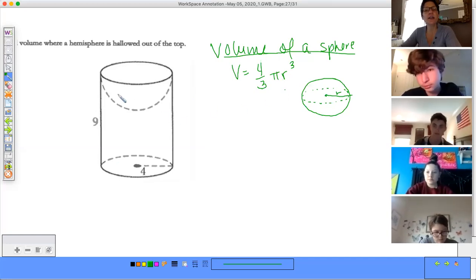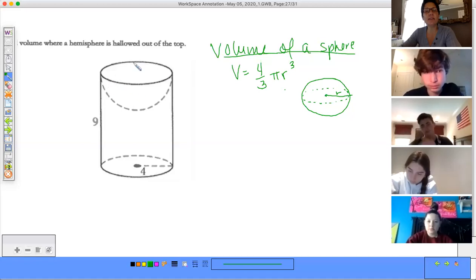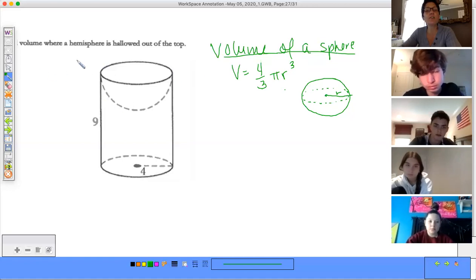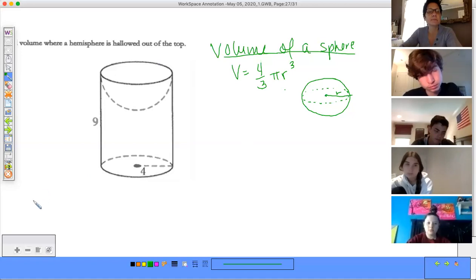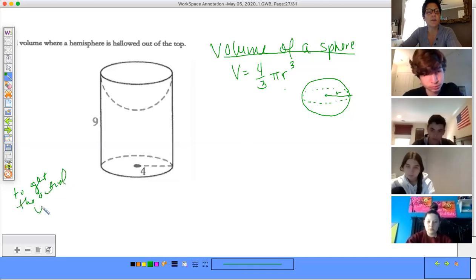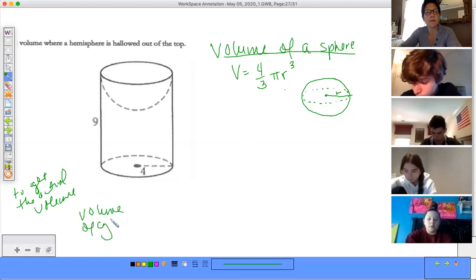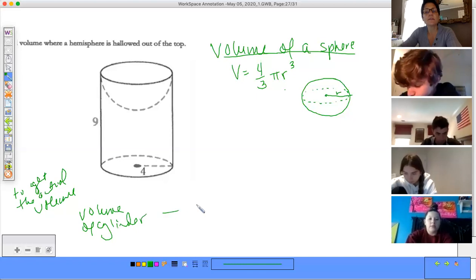So it's almost as if, like I said, we have this cylinder, but then all of a sudden we hollowed out half of a sphere. So if I want to find the volume, what is the first thing I should probably find the volume of? The cylinder. Good. So we want to get the actual volume. We're going to take the volume of the cylinder, and what are we going to do? Subtract the volume of the sphere. Yes, subtract the volume of the semi-sphere, okay?